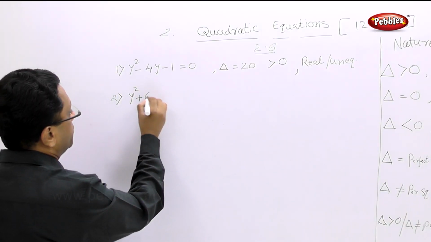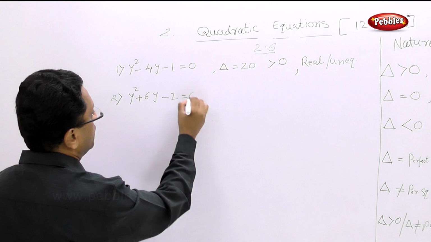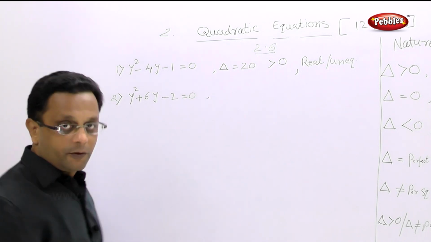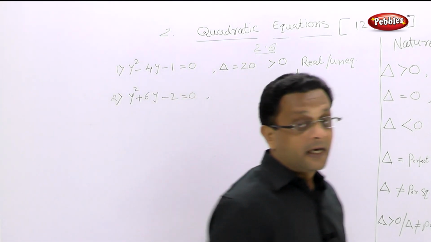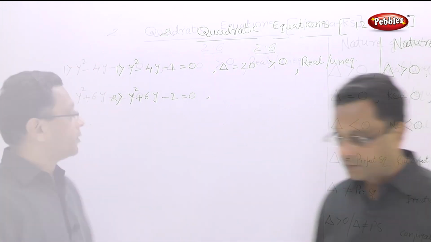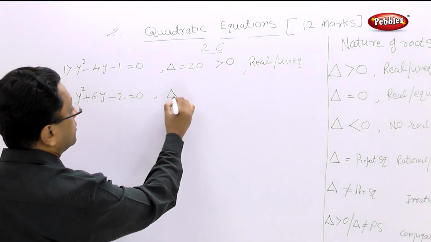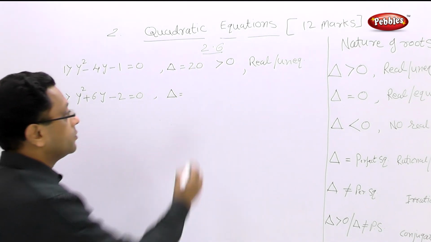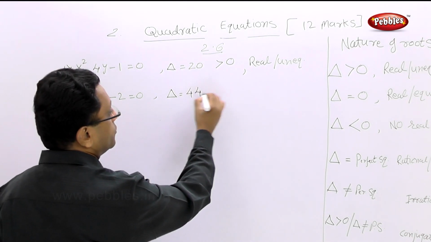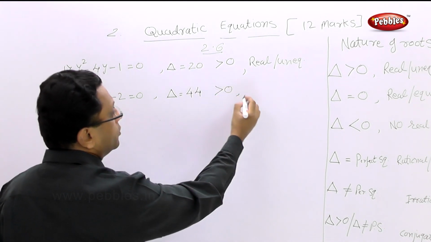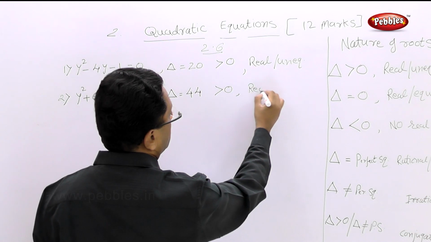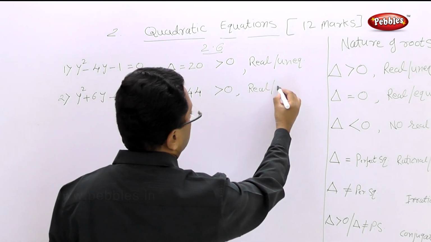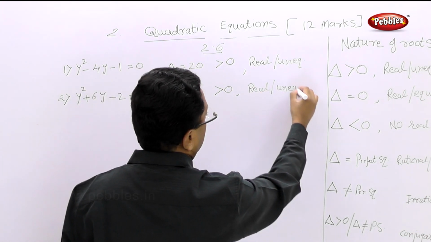y square plus 6y minus 2 equal to 0. Pause the video and find out the delta for this. The delta here is 44, which is greater than 0. The roots are real and unequal.